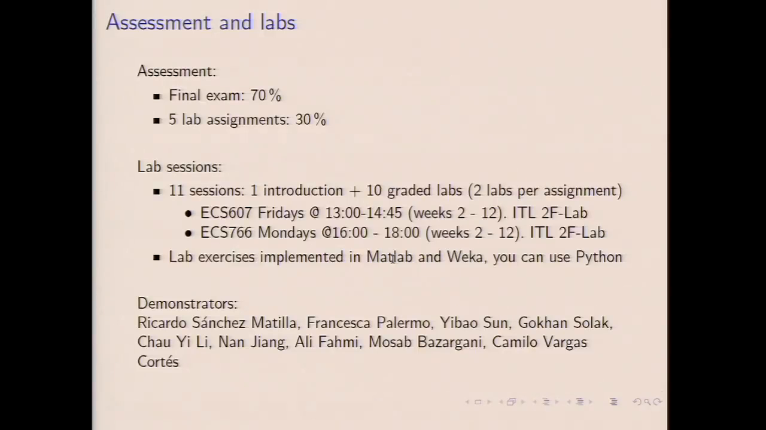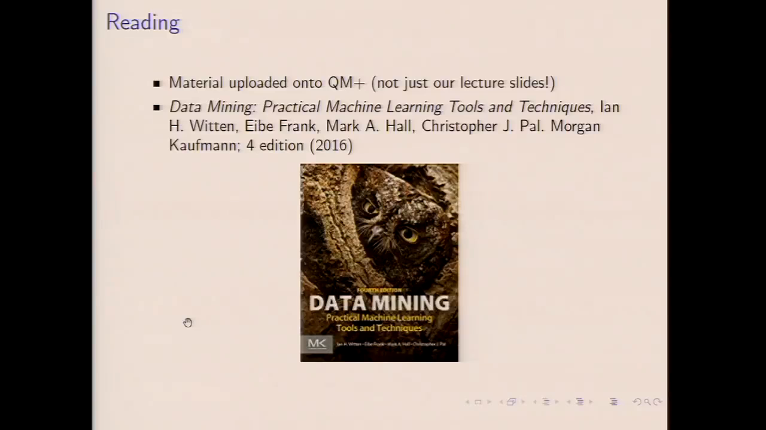We have several demonstrators. Some of them are for undergraduates, other ones are for postgraduates. We have a senior demonstrator who is Ricardo. If something happens with the labs, first you contact the demonstrators. Then if that doesn't help, the senior demonstrator, and then us, both of us. Is that clear?